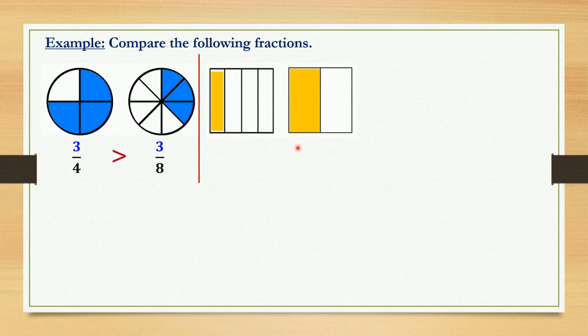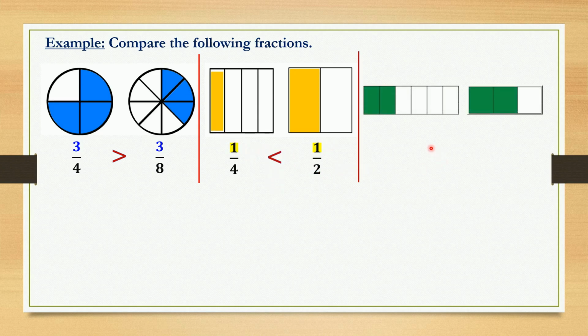Now, second example: this yellow piece represents the fraction 1/4, and here this fraction 1/2. And of course, 1/4 is less than 1/2. In this next example, the green parts represent the fraction 2/6, and here the fraction 2/3, and of course 2/6 is less than 2/3.